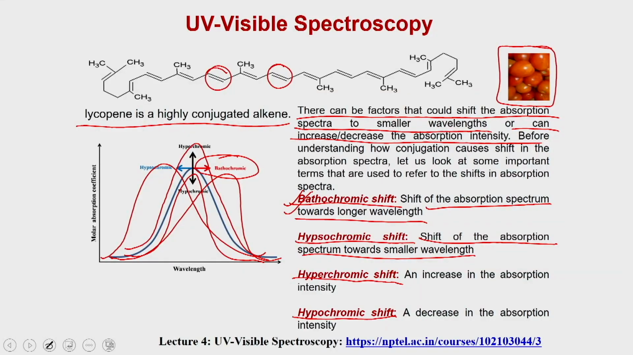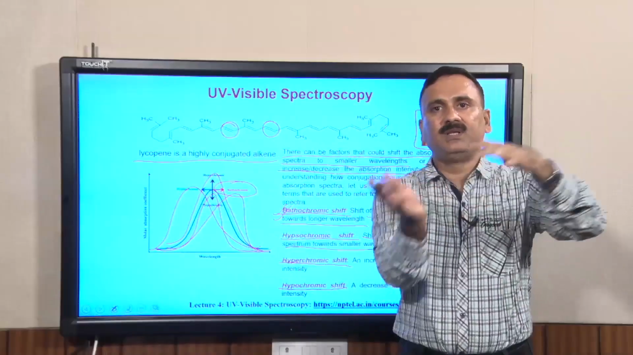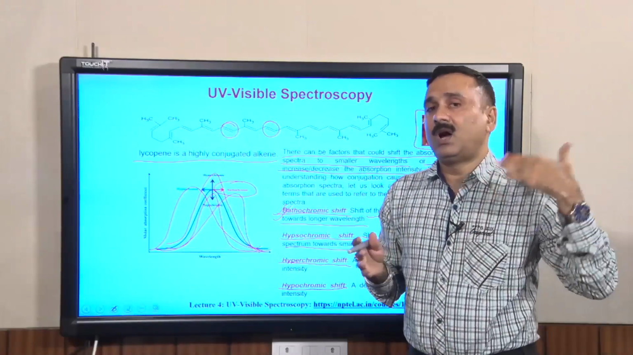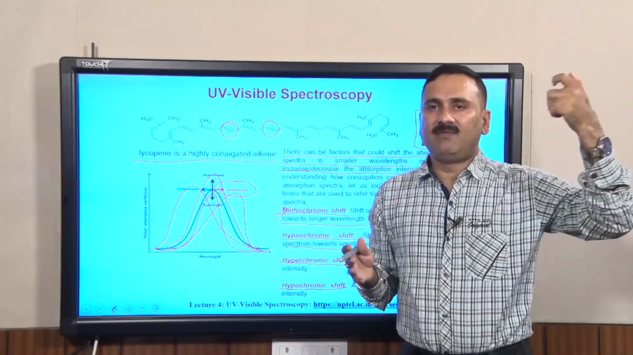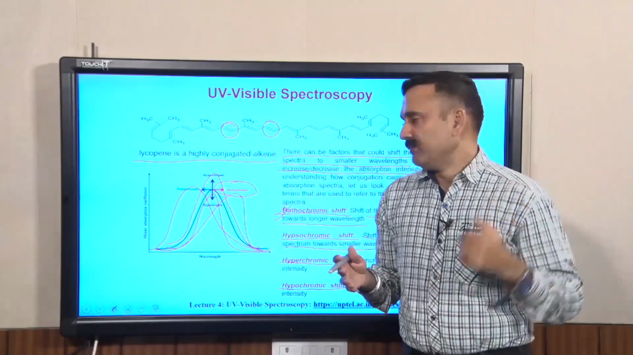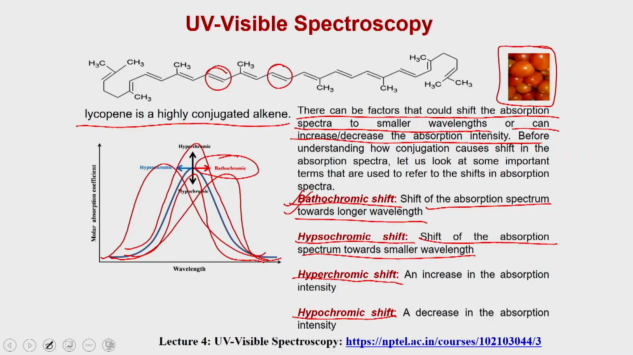In the hypsochromic shift, the lambda max will shift towards the shorter wavelength, which means the compound now starts absorbing at a lower wavelength, so at a higher energy. Or it can decrease the absorbance, which means it is going to have a masking effect, or it is going to have a stimulatory effect. So, you can have the hypochromic as well as the hyperchromic effects.